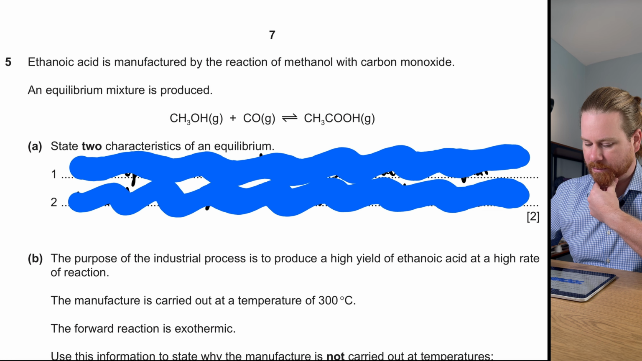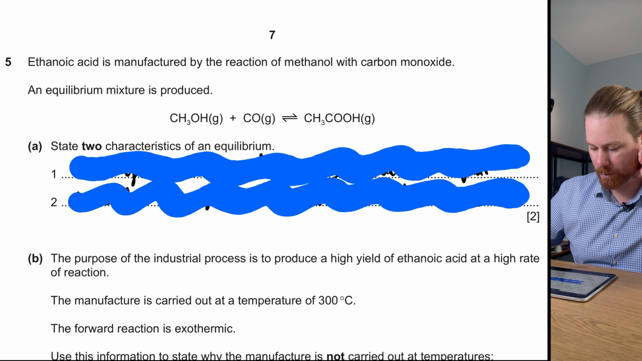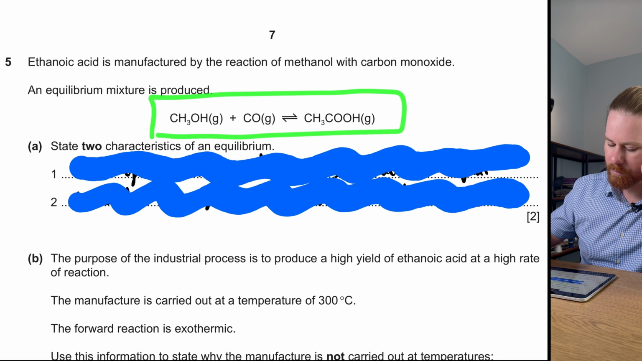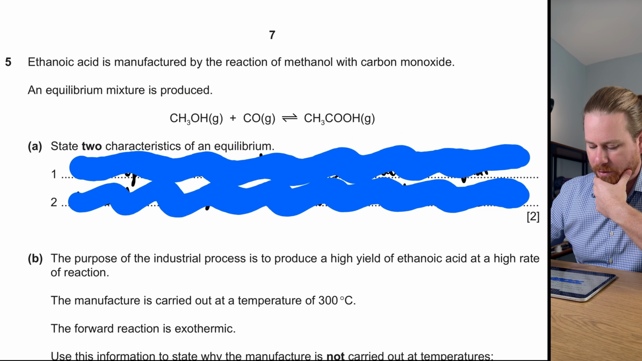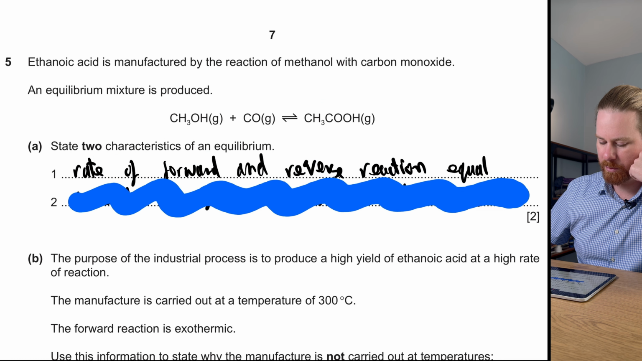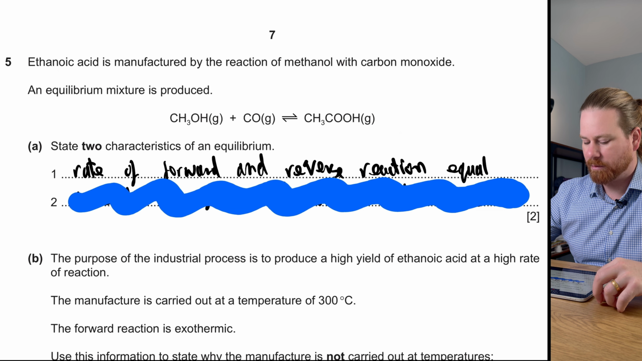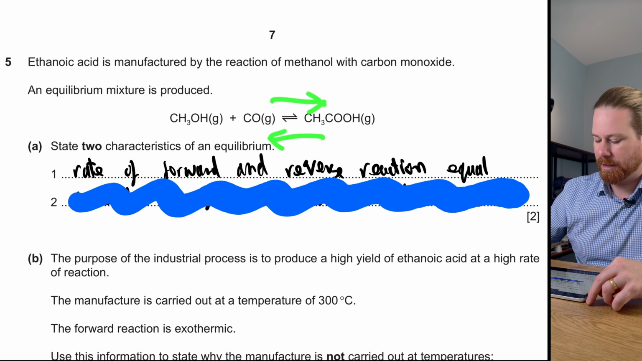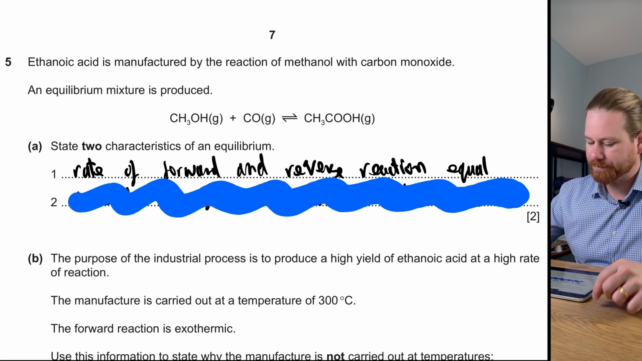Ethanoic acid is manufactured by the reaction of methanol with carbon monoxide. Here we go, this is our equilibrium mixture. State 2 characteristics of equilibria. Our first one is the rate of the forward and the reverse reaction are equal. So this and this are happening at exactly the same rate.